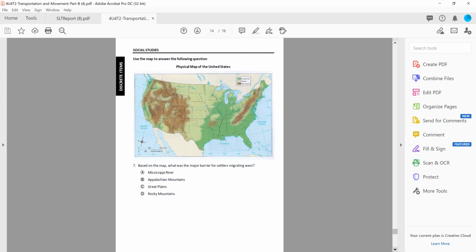Number 7, physical map of the United States. This is the Rocky Mountains. This is the Great Basin, Great Plains, Appalachian Mountains, Gulf Coastal Plains. Based on the map, what was a major barrier for settlers migrating west? The Mississippi River, which is right here, the Appalachian Mountains, the Great Plains, or the Rocky Mountains.